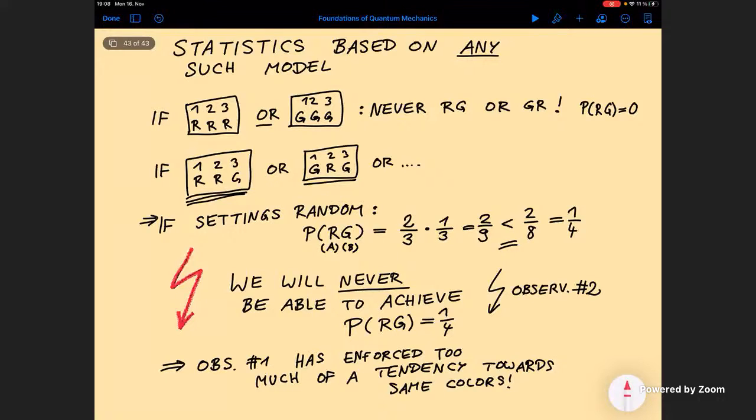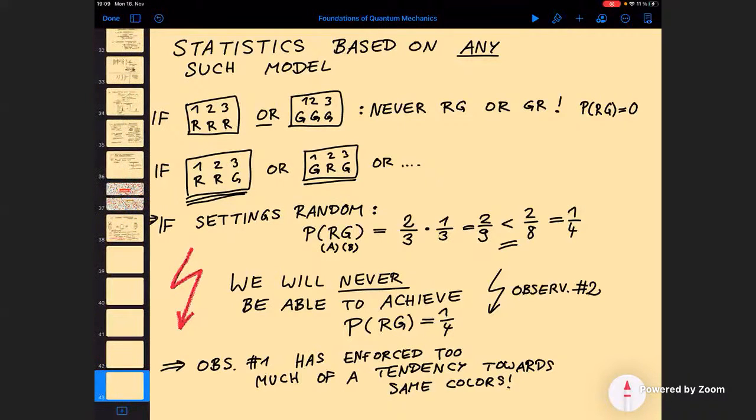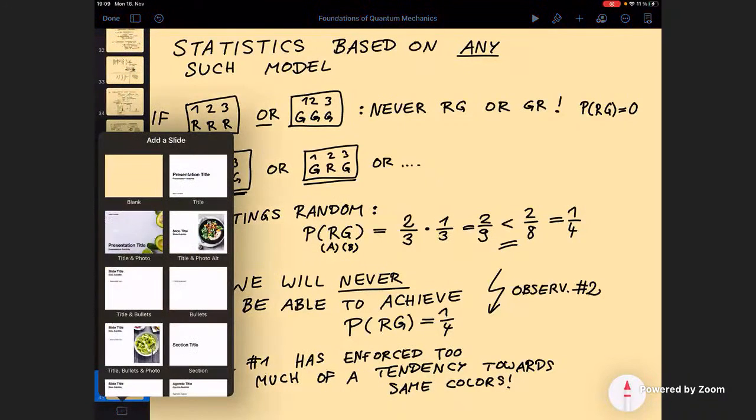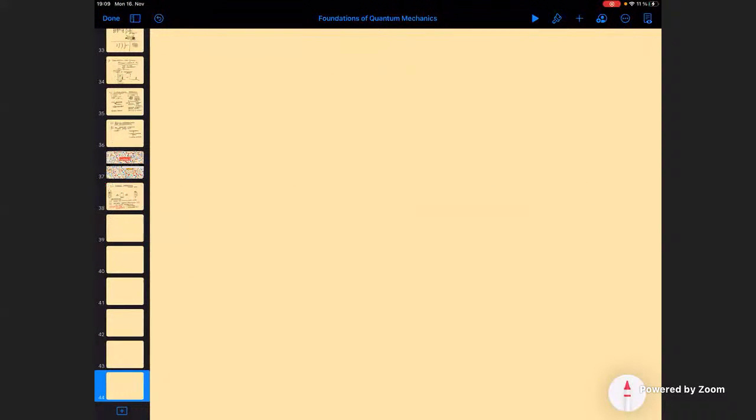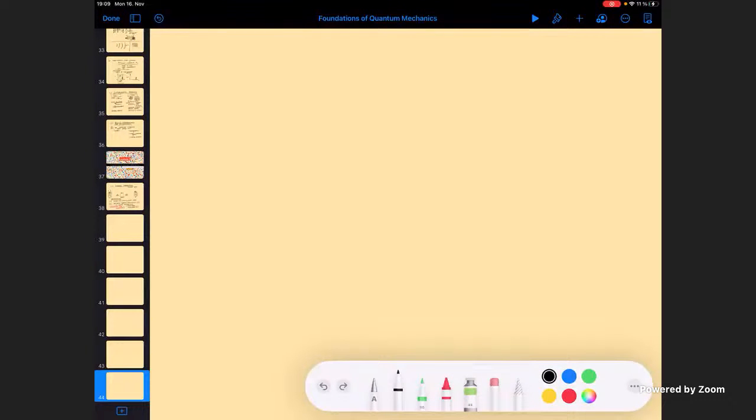Okay. So it's pretty bad, the situation, because it seems that the only reasonable way without communication to guarantee the perfect correlations is incompatible with the other observation. So the question now is, is there a way out of this? We can ask ourselves.